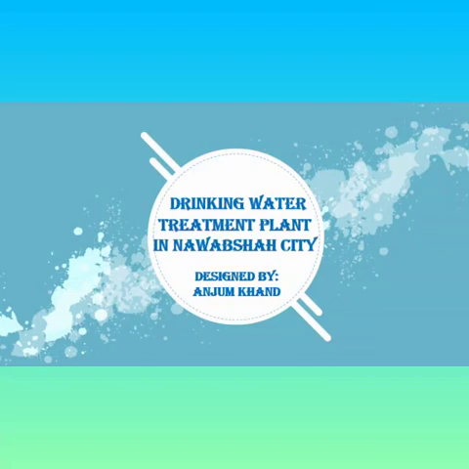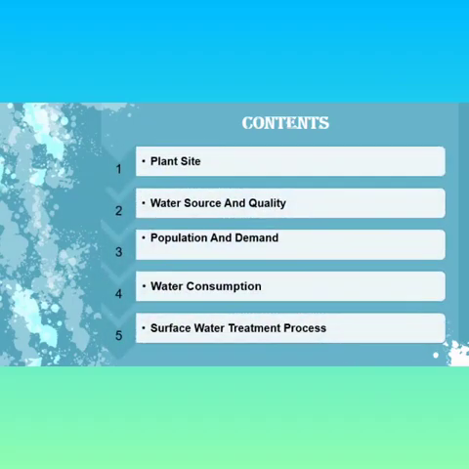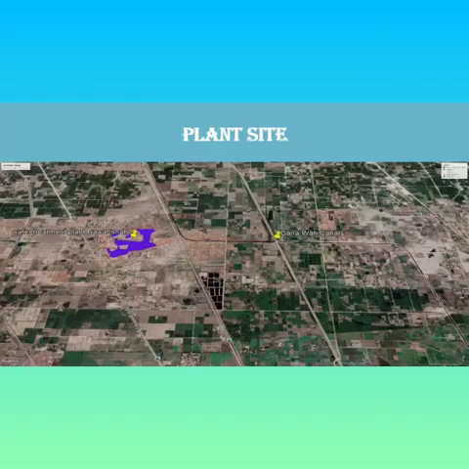The drinking water treatment plant in Nawabshah city. This design is made by Anjum Khanj. As you all know, one of the most important substances on earth to sustain life is water. So it is very important that it should be clean and safe. Here is the overall content which I will cover in this presentation.